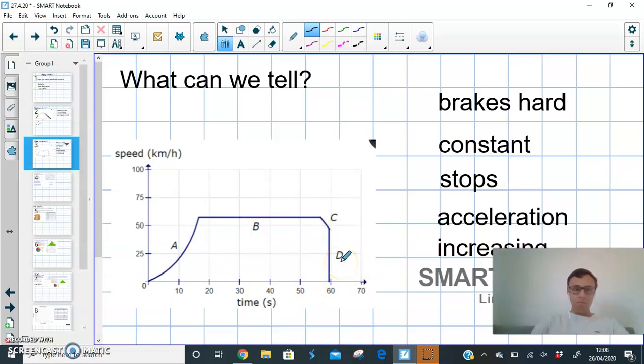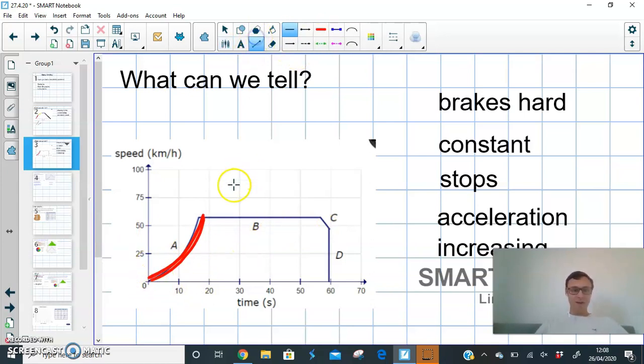Now, A then, this funny looking graph that goes sort of like that. Well, it's accelerating, definitely. It's not accelerating at the same rate though, because on the last graph it was a straight line. This line is not straight, it's curved, which means the acceleration is happening. We know it's accelerating because we're going from 0 up to just above 50 kilometers per hour, but it's curved, which means there's a different rate of acceleration.